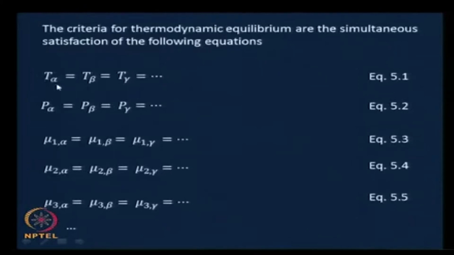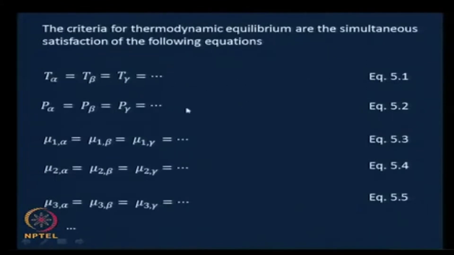Welcome to this lecture. In the last lecture we saw the different criteria for thermodynamic equilibrium across various phases. That is what is given here. This is what we saw in the last class. This is the fundamental requirement for thermodynamic equilibrium. If alpha, beta, gamma are the various phases in equilibrium, the temperature in each of the phases must be equal. In other words, T alpha equals T beta equals T gamma and so on.